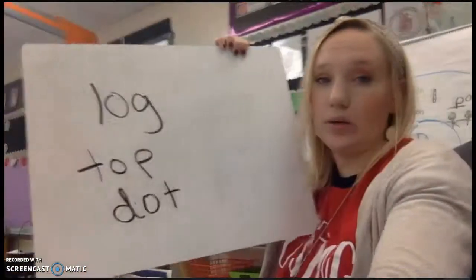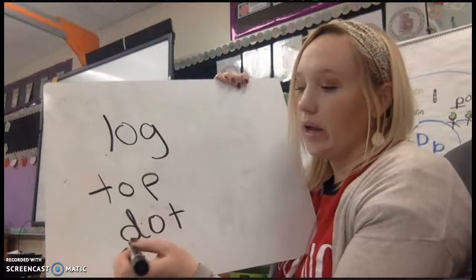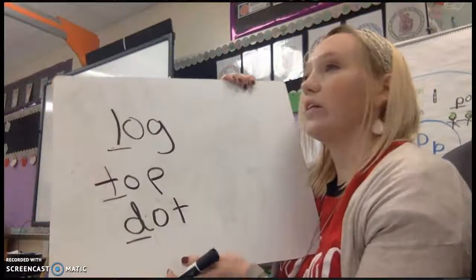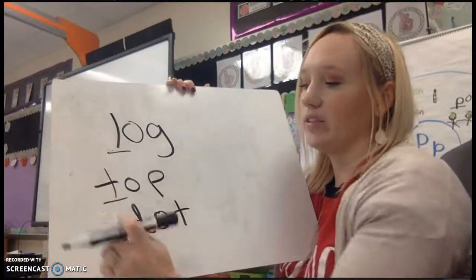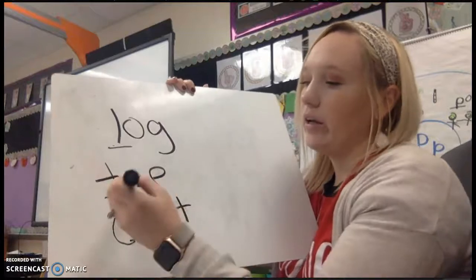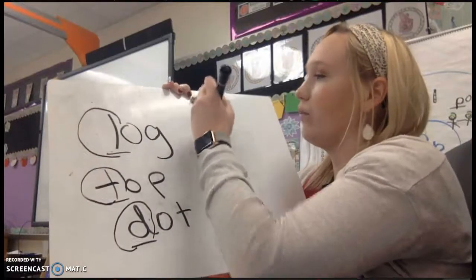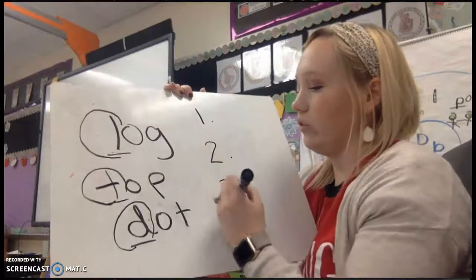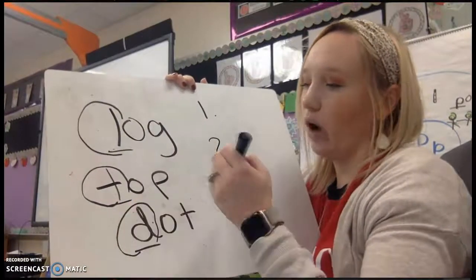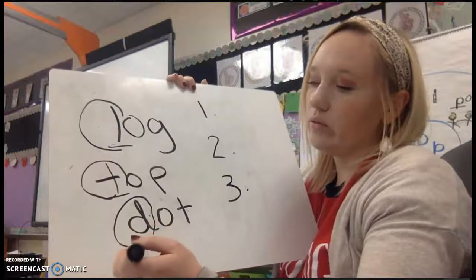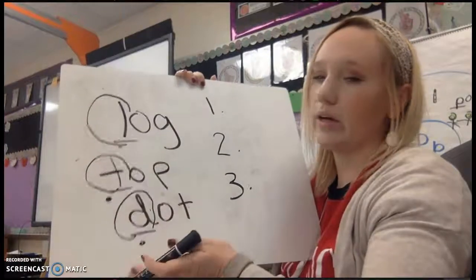I have my example here, and I have the words log, top, and dot. The way that we put words in alphabetical order is we start by looking at the first letter of each word, and we put them in order by how they come in the alphabet. So here I'm going to write my numbers 1, 2, and 3 for my 3 words. We've got log, top, and dot. Dot starts with the letter D, top starts with the letter T, and log starts with the letter L.